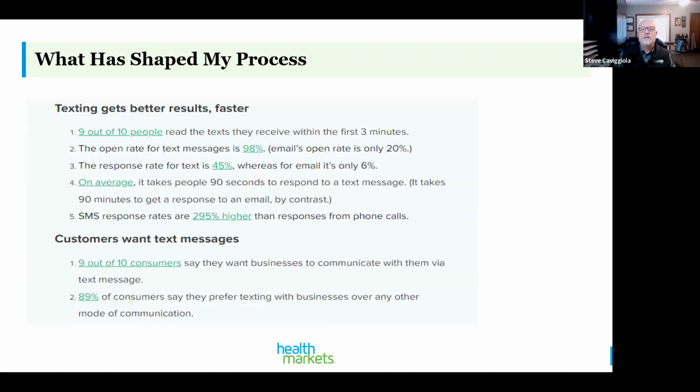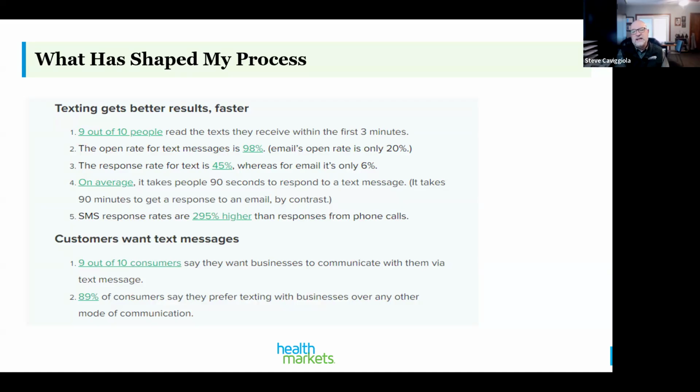Okay. So another thing that has shaped my process, and some of you have seen this before, but a few years ago, I came across this article talking about using texting as your primary mode of communication. And what they found is that 9 out of 10 people read texts they receive within the first 3 minutes. The open rate for a text message is 98%, while the open rate for an email is 20%. The response rate for a text is 45%, email 6%.